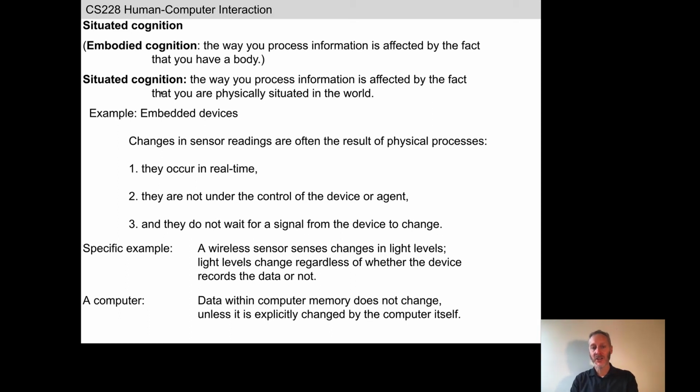So situated cognition, at least coming from psychology and philosophy, is the idea that the way you process information is affected by the fact that you are directly sensing things from the world. Again, traditional technologies like laptops and desktops receive input from the outside world, but that incoming signal is mediated. It is coming from a keyboard or mouse, and it's transformed for the computer. It's put in an event queue, and the computer can then process it when it's ready. Situated cognition also implies that you're sensing the world directly. You are able to detect immediate changes in the physical world or some phenomenon in the physical world.